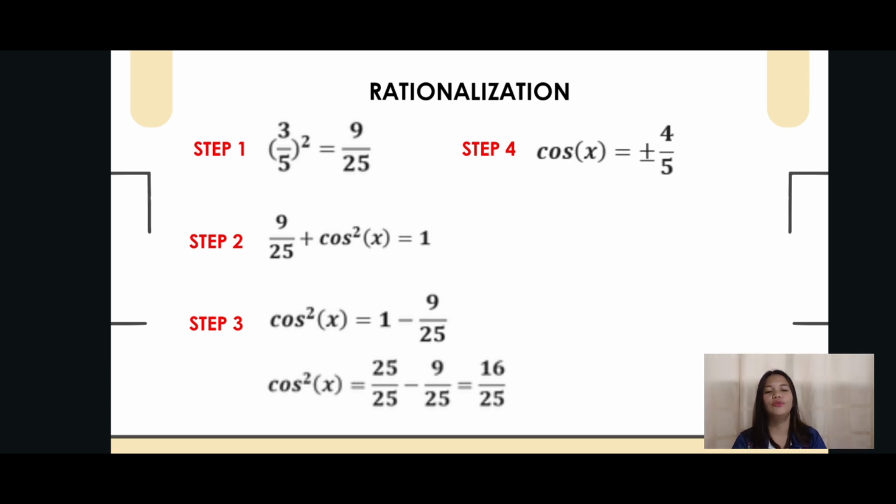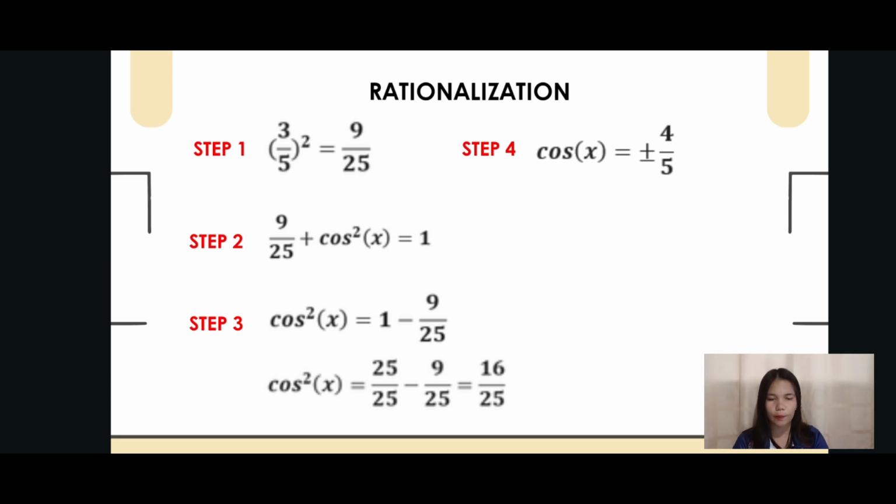We have 9/25. So let's solve for cosine squared x. The cosine squared x is equal to 1, and we have to transfer the value of sine squared of x, which is 9/25, to the other side. It will become negative. So the equation now is cosine squared x is equal to 1 minus 9/25.